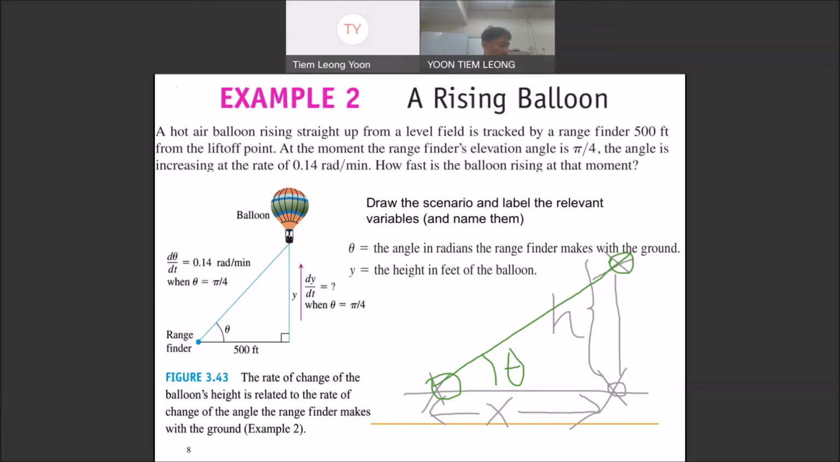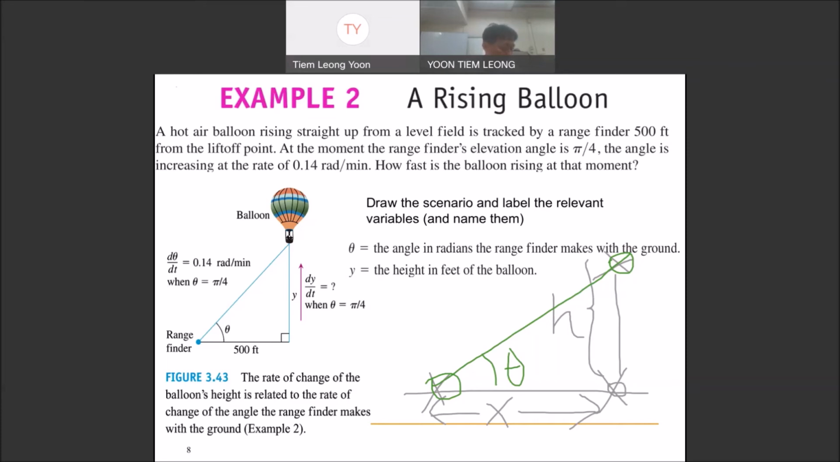So the question asks, at the moment when theta is equal to pi over 4, the rate of increase in theta is 0.14 radian per minute. So the question asks you, in that case, what is the rate of the height? How fast is the balloon rising at that moment? When that question is asked, you are supposed to understand that when you say fast, you are actually asking for a rate. What is the rate of height change when the rate of theta is measured to be 0.14?